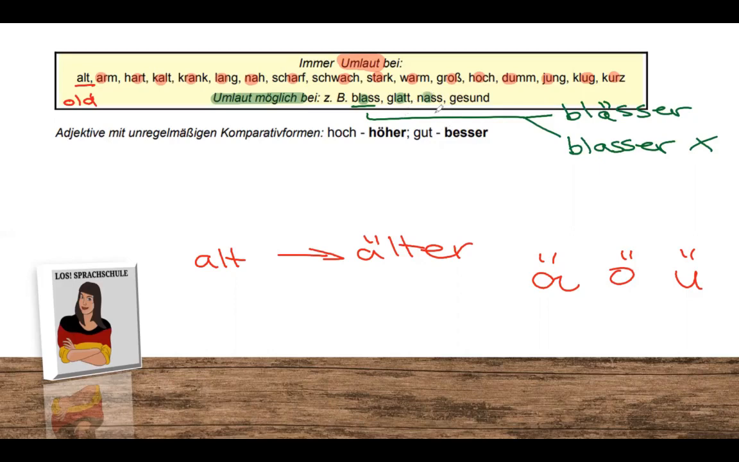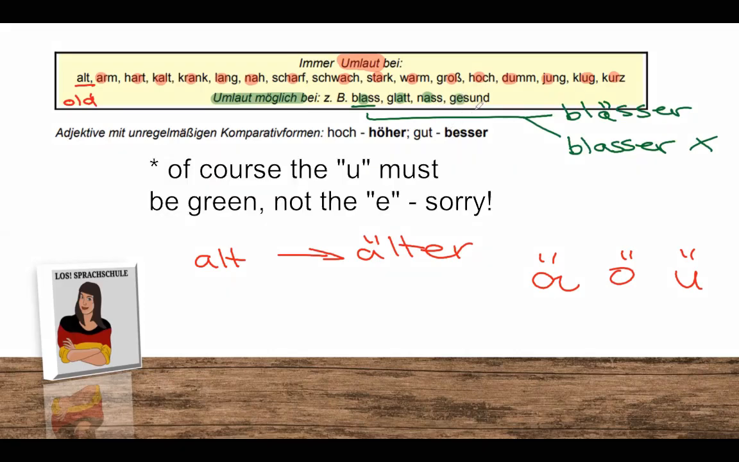Same goes for the next one, nass. Nass means wet. Nasser or nässer. Gesund means healthy. Gesunder or gesünder. Gesünder with the umlaut sounds more natural, but this is just my opinion. So the second category, umlaut, is an option.